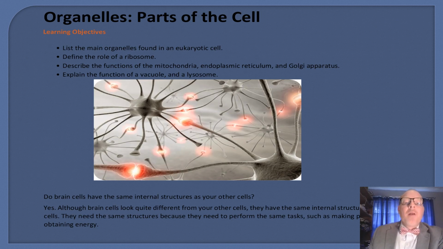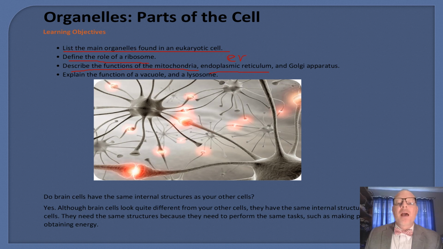Now on this slide, we see organelles, parts of the cell. Our learning objectives are to list the main organelles that are found in a eukaryotic cell. Remember that you and I are eukaryotic organisms. Eukaryotes are going to be multicellular organisms as opposed to prokaryotes, which just have one cell. Define the role of a ribosome. We talked about those last year in DNA translation and transcription. Describe the functions of the mitochondria, the endoplasmic reticulum, or ER.